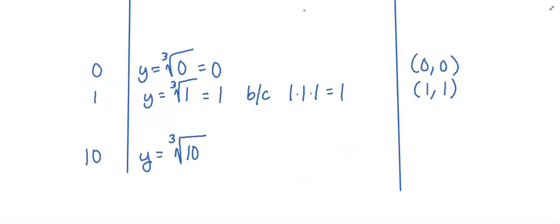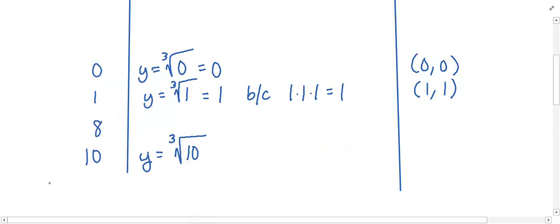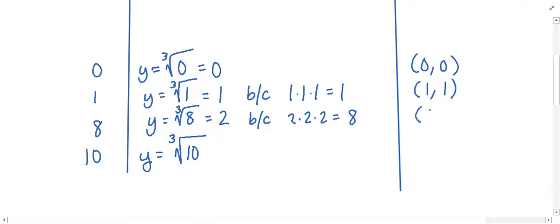Okay. Finally, if you look at 8, we can use 8. There, the cubed root of 8 is nice. It is 2, because if you take 2 and multiply it by itself 3 times, you get 8. So the cubed root of 8 is 2. So if you plug in x equals 8 to the cubed root equation, your output, or your y value, will be 2. Okay, so (8, 2) is going to be on the graph.